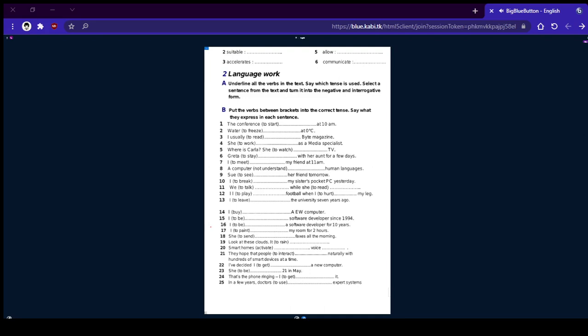Does it sound right? She sends faxes all the morning. Yes, present perfect continuous. I have been painting. Yes, I have been painting. Yeah. Hamza, very good. I have been painting my room for 2 hours. It means I spent those 2 hours painting my room, doing nothing else. For just 2 hours, not more, not less.